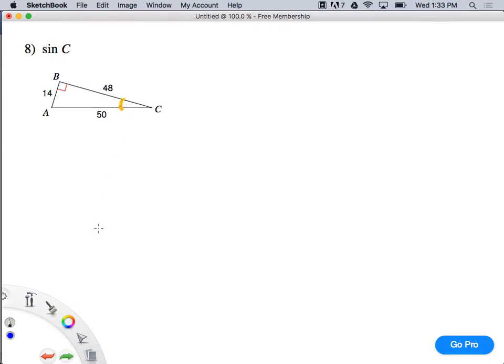Okay, that's my angle. Sine is what? What's the ratios? What sides? SOHCAHTOA, opposite over hypotenuse, right? So I find my opposite side. That's my opposite. Hypotenuse is opposite the right angle, which is this one. So there's my opposite and my hypotenuse. So the sine of C is opposite, which is 14, over hypotenuse, which is 50.